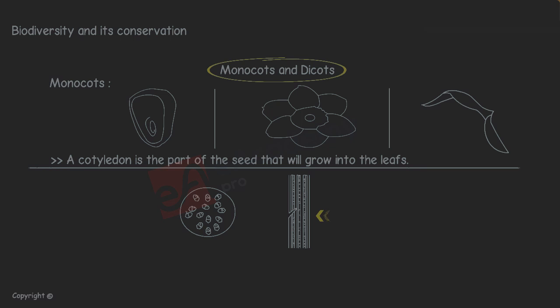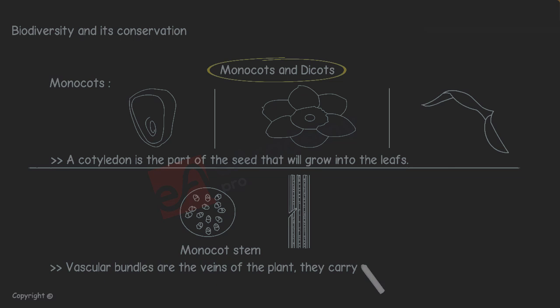Monocot leaves have parallel, or up and down, veins. Monocot stems have scattered vascular bundles. Vascular bundles are the veins of the plant. They carry nutrients and water up and down the stem.